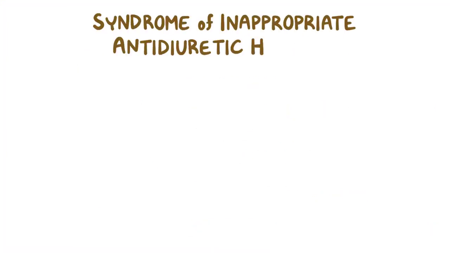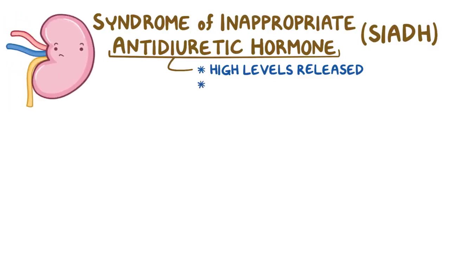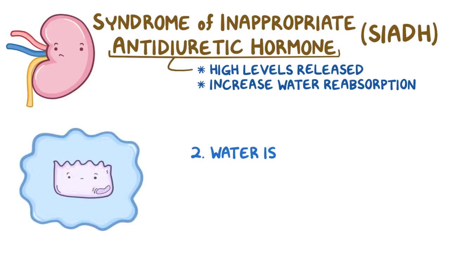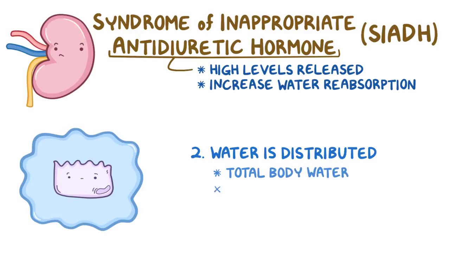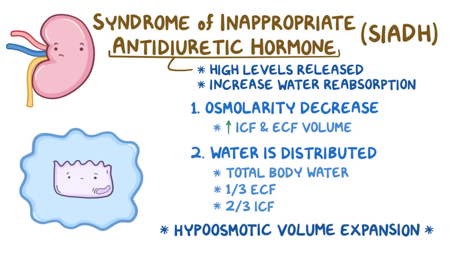The sixth situation is someone with syndrome of inappropriate antidiuretic hormone, or SIADH. In this condition, inappropriately high levels of antidiuretic hormone are released, causing the kidneys to increase water reabsorption. When there are abnormally high levels of ADH, too much water is reabsorbed, and the excess water is distributed throughout the total body water, in a 1/3 extracellular fluid to 2/3 intracellular fluid ratio. As a result, both extracellular and intracellular fluid volume increase, and that causes the osmolarities to decrease. This means that there's a hyposmotic volume expansion.